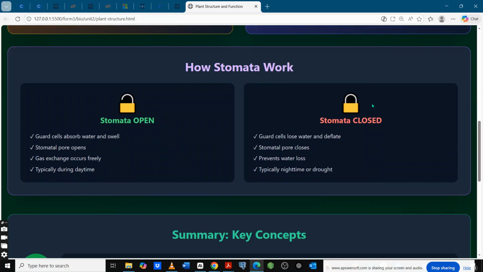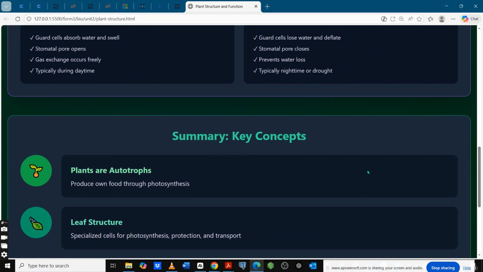How do stomata work? Stomata open and close the leaf pores, controlled by the guard cells. Guard cells absorb water and swell. Stomata pores open and gas exchange occurs freely. This is during the day. During the night or during a drought, what happens? Guard cells lose water and deflate, and the stomata pore closes. This prevents water loss, typically during the nighttime and during a drought.